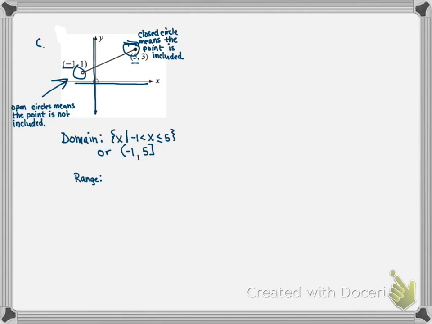So for the range, let's look at the y's. So our lowest y is going to be at 1, but not included. Our maximum y will be at 3, and that will be included. So we could write the set of all y's such that 1 is less than y is less than or equal to 3. Or in interval notation, it goes from 1 to 3, with 1 having the curved parenthesis and 3 having the squared off bracket.